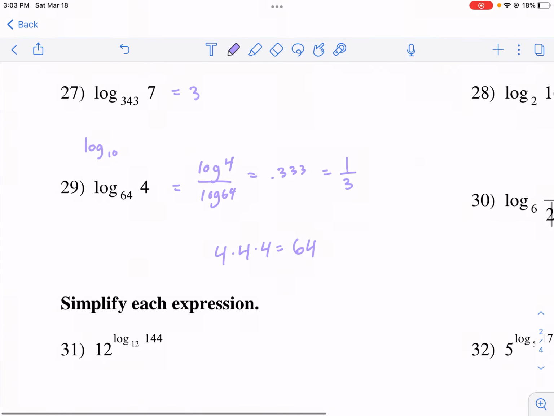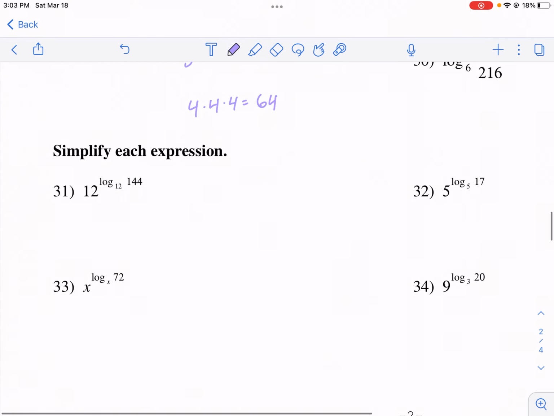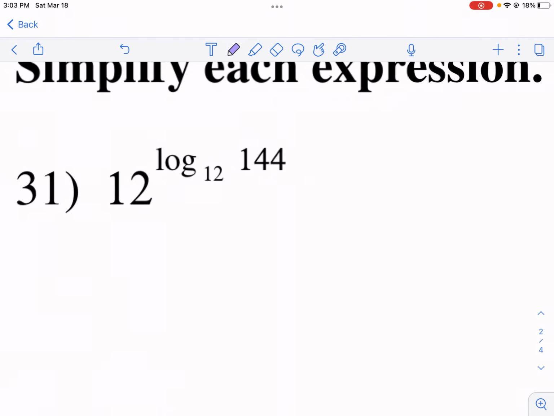That's a good problem, because then I showed you a new way that you can type it into your calculator also. Okay, so that's cool. All right, so we're going to finish up with these. They seem difficult. I bet they're not that hard.